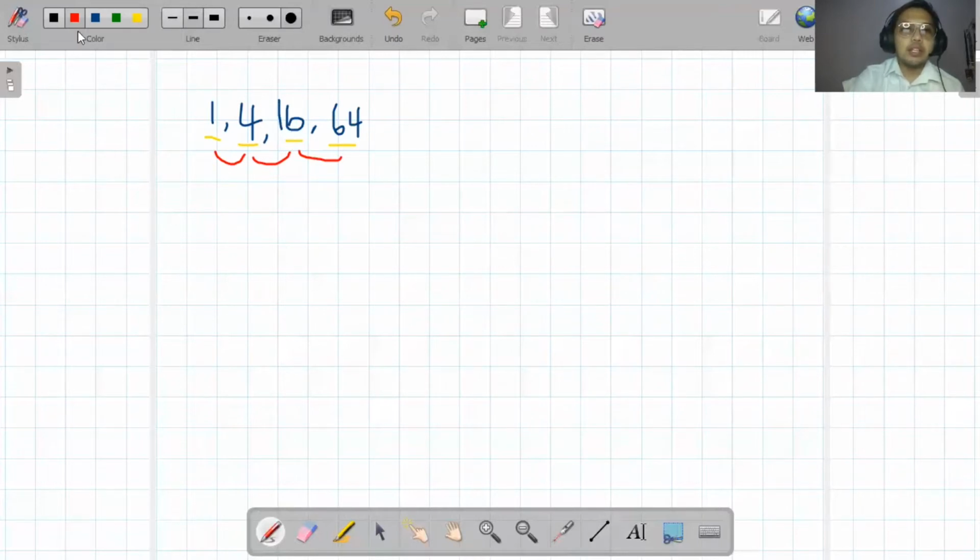By observing the pattern, as you can see, it is multiplied by 4. So if we check, 1 times 4 is 4. And then 4 times 4 is 16. And then 16 times 4, that's times, not plus, that's times. So 16 times 4 is also 64.